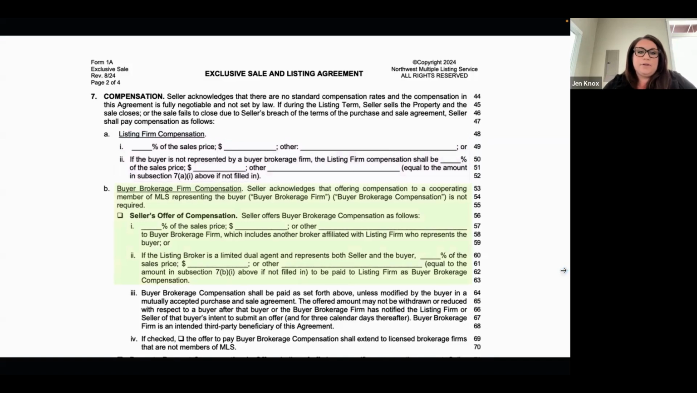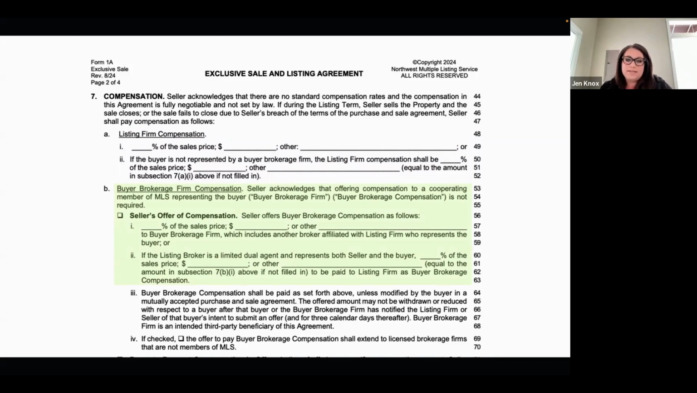Now, as the buyer broker compensation, this is the part that's going to be filled in our purchase and sale agreement as that offer. It will be the offer of compensation they've decided. So if they are offering $10,000 to a buyer's agent, that will get put in that place.